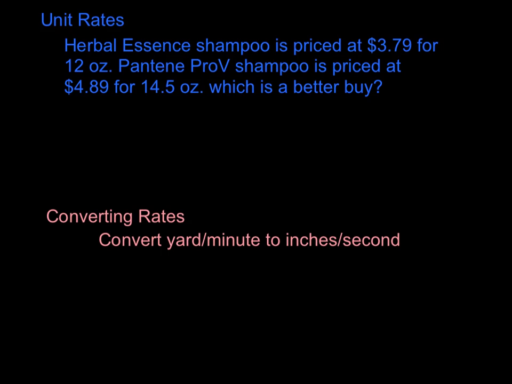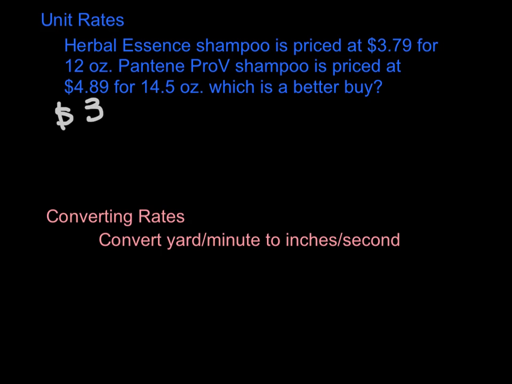Next up is unit rate. Remember that unit rate is finding for 1. So when you are comparing these two shampoo prices, the Herbal Essence shampoo is priced for $3.79 for 12 ounces, and Pantene Pro V shampoo is priced at $4.89 for 14.5 ounces. Which is a better buy? You want to figure out how much an ounce costs. You want to know price per ounce. So since you want to know how much 1 ounce costs, you want to put ounces on the bottom, because you always want the denominator to be 1.